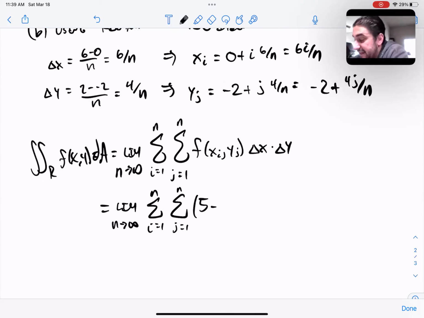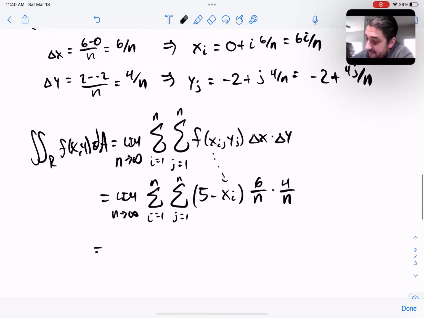So this is going to be 5 minus x sub i, right? That's me plugging the x sub i in for x in the F formula. Y sub j is all dressed up with nowhere to go, right? There's no y in the formula for our surface F. So that's all that happens. We just plug in x sub i. All right, now let's plug in our delta x and our delta y. There we go.